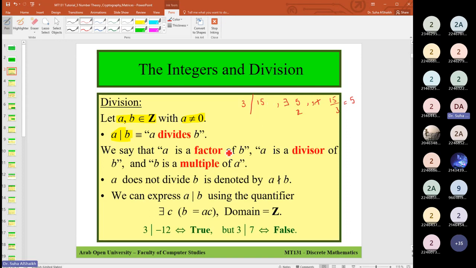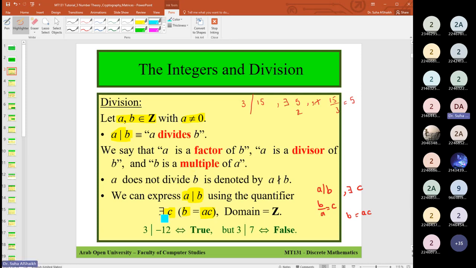Now you can see the division definition here. We say that A divides B, meaning I can find C such that B is equal to A times C. This is similar to saying that when A divides B, I can find C such that B over A is equal to C. If you do cross multiplication here, this means that B is equal to A multiplied by C. This means the same. Okay? So we say that A divides B if I can find an integer C such that B is equal to A multiplied by C.